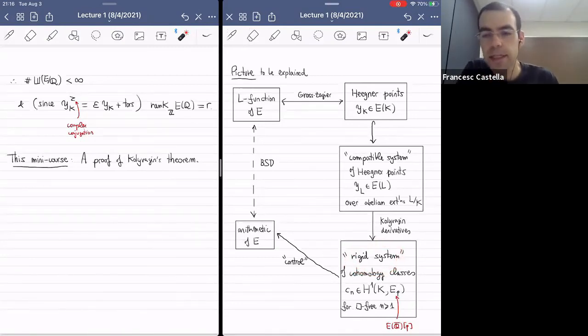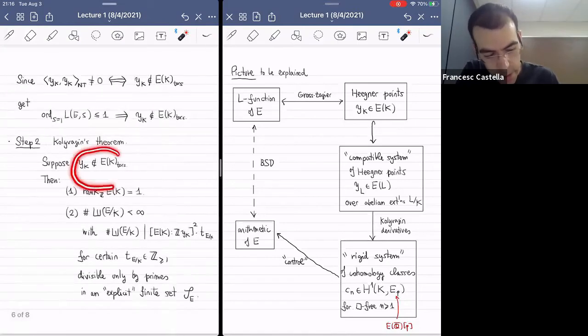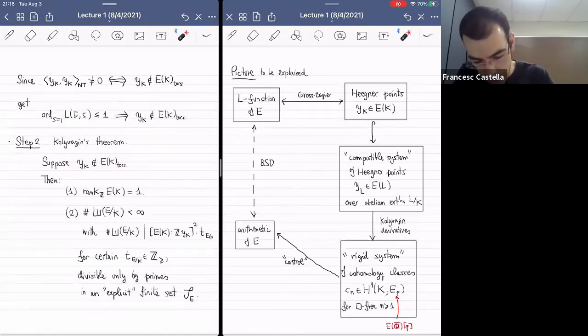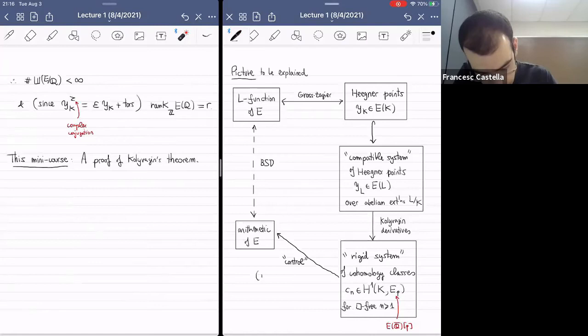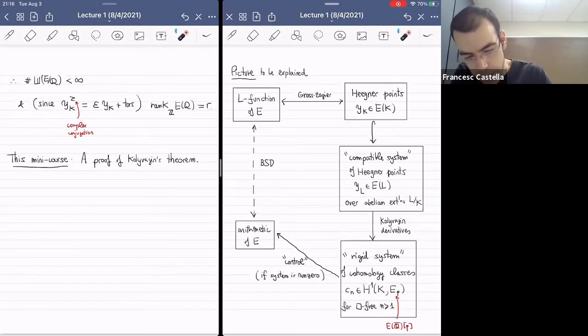Okay, and the non-triviality of this system will be guaranteed by this input, this hypothesis of the point being non-torsion. Okay, so this will guarantee that these classes mod P are non-trivial for all but finitely many P, and he will be able to get his conclusion. Okay, but as I already stressed, this control is if the system is non-zero. Okay, and this will be guaranteed by this y sub k being P-indivisible.